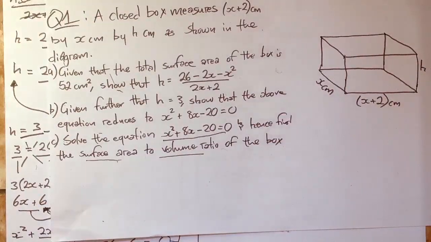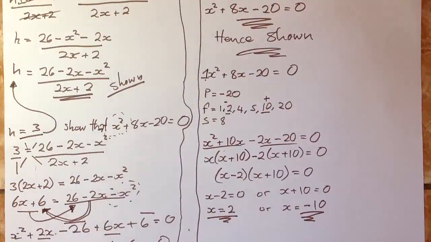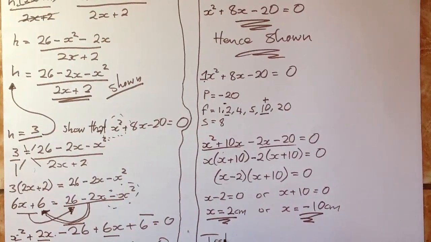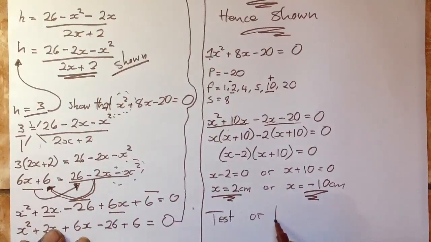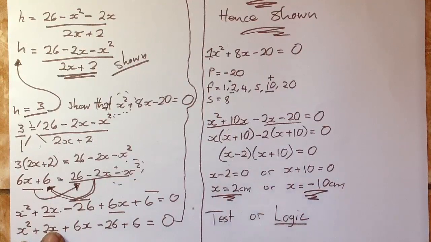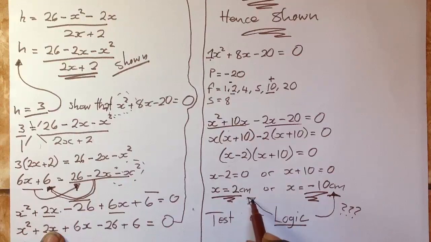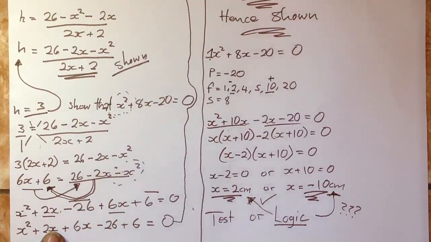So at this point, the question also wants us to find the surface area to volume ratio, but we have two values, x being 2 centimeters or x being minus 10 centimeters. So how do we know which value to use? We can either test or use some logic. Firstly, starting with logic, we know for certain that we do not have negative centimeters. I mean, how do you measure negative centimeters? We can also test this.